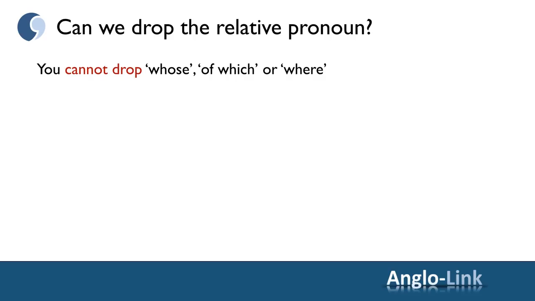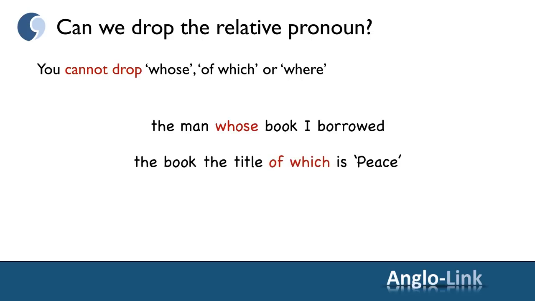You cannot drop whose, of which, or where. For example, the man whose book I borrowed, the book the title of which is Peace, the library where I met him. You must not drop these relative pronouns.